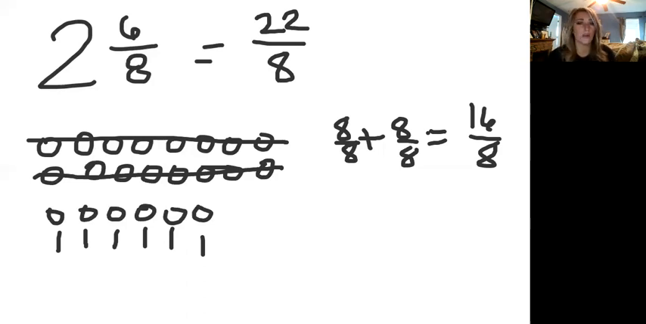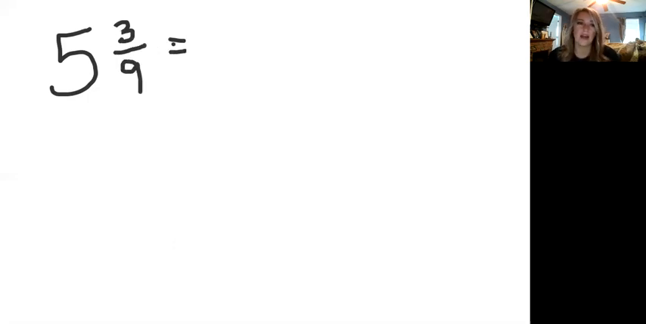Okay, and again, all I was doing was counting how many total pieces did I have? How many counters did I have? How many circles did I draw? I drew 22 circles, and each one of those circles represented an 8, so 22/8. The next one I want you to try, so I'm going to write it down, and then I want you to pause the video, and I want you to work it out. 5 3/9. I want you to pause the video, draw me a model or use your counters, and I want you to tell me what the improper fraction for 5 3/9 would be.